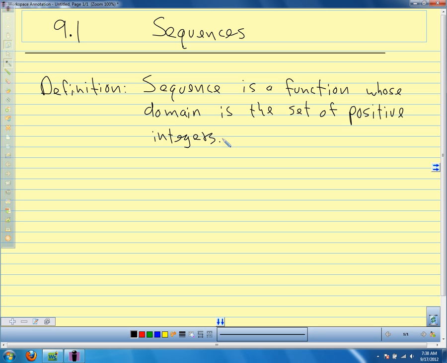And rather than function notation for sequences, we usually use subscript notation. So we're going to say, rather than f of 1, f of 2, f of 3, we're going to say a sub 1, a sub 2, a sub 3, all the way up to how far we're going, a sub n. And we call these the terms of the sequence.